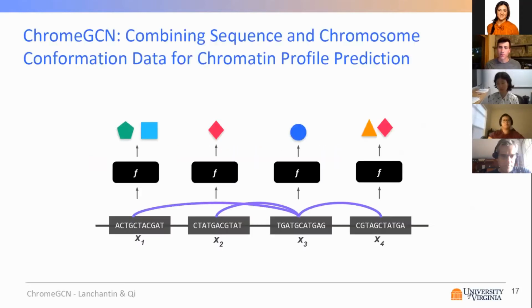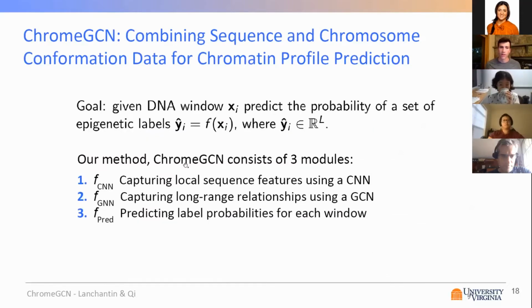Our proposed method to incorporate this data we call ChromeGCN, which is the first deep learning method to combine both sequence and 3D genome data for chromatin profile prediction. So it's about incorporating this type of 3D structure via Hi-C data into this prediction method to predict things such as transcription factors, histone modifications, and so on. Formally, given DNA window Xi, we want to predict the probability of a set of epigenetic labels that we call Y hat sub i, which is just a vector of L total chromatin profile labels. And our method, ChromeGCN, consists of 3 different modules, which I'll go over individually here.